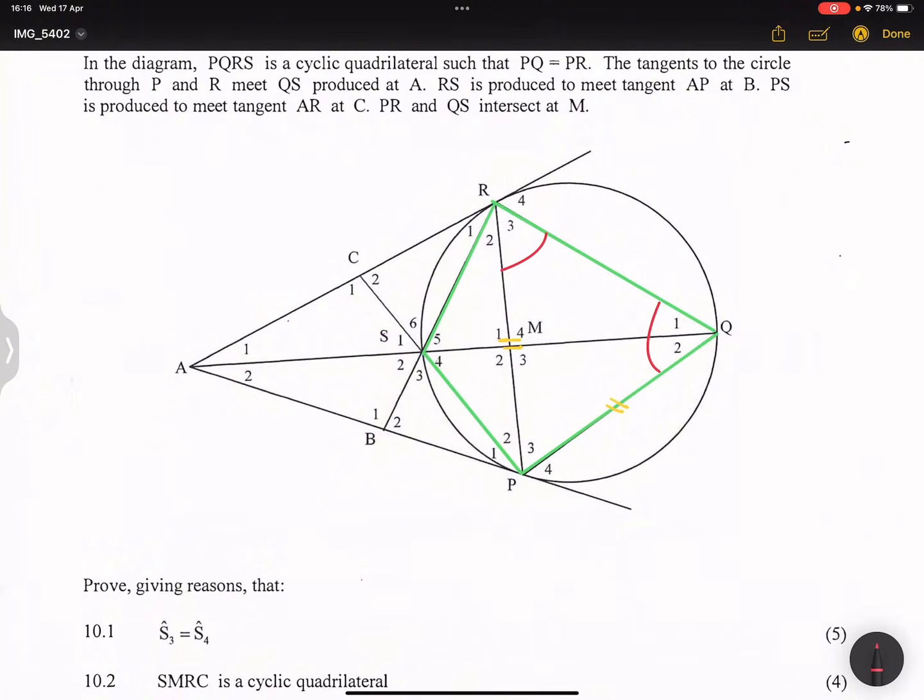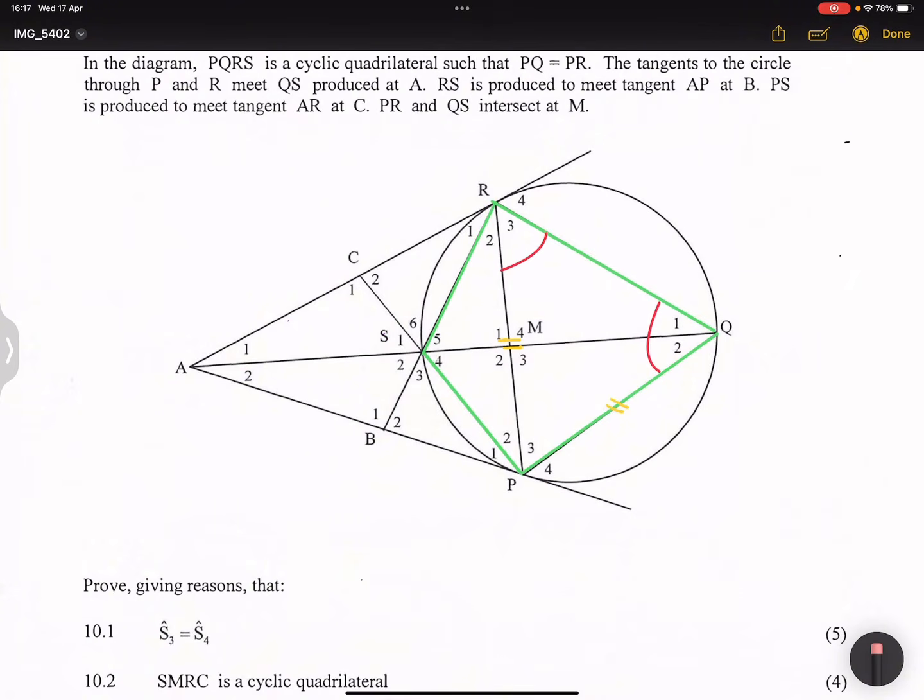They say the tangents of the circle through P and R meet QS produced at A. So there are our tangents, meeting at a common point outside the circle, which is point A. They're simply saying they are produced, which means they form a straight line. Remember, once we say a line is produced, it forms a straight line.